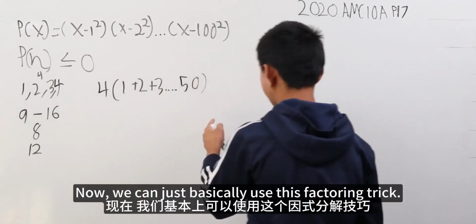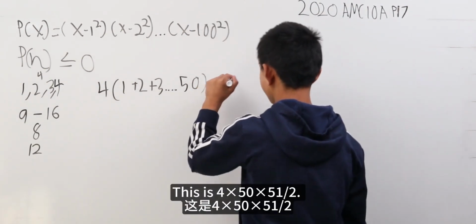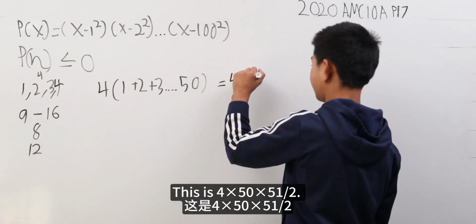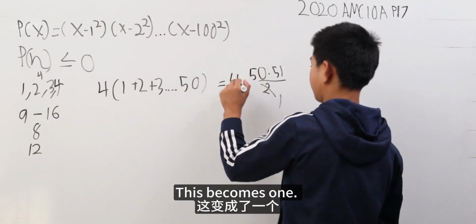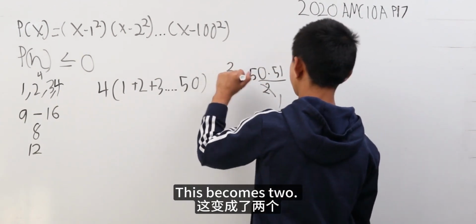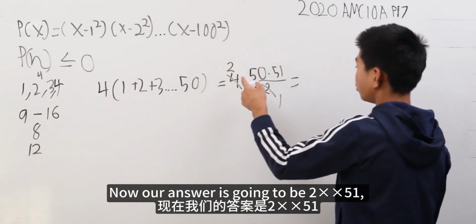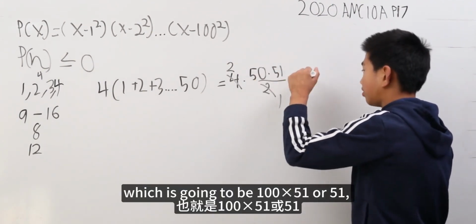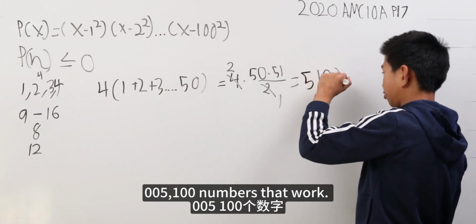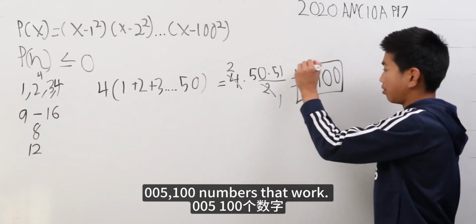Now we can use this factoring trick. This is 4 times 50 times 51 over 2. This becomes 1, this becomes 2. So now our answer is going to be 2 times 50 times 51, which is 100 times 51, or 5,100 numbers that work.